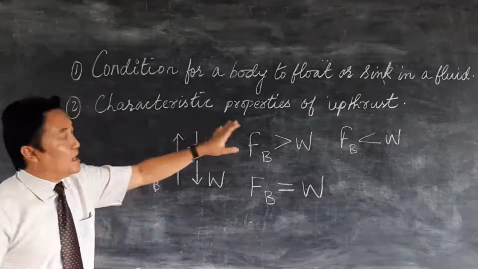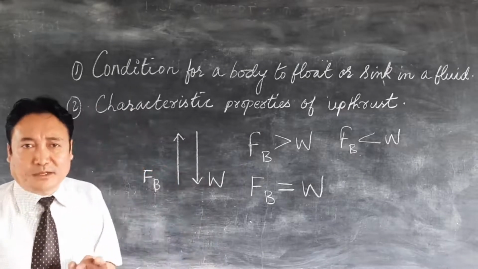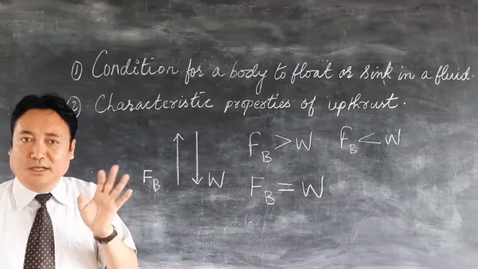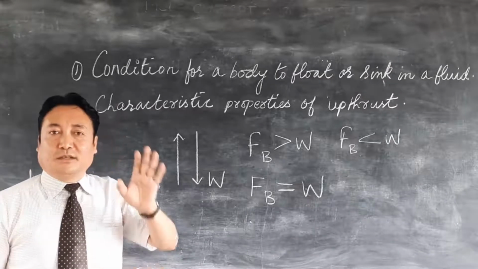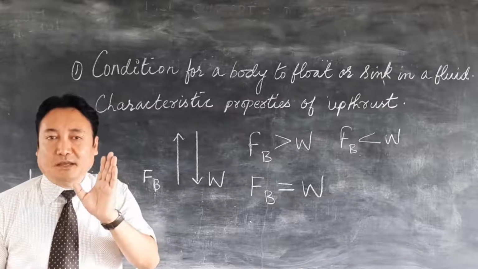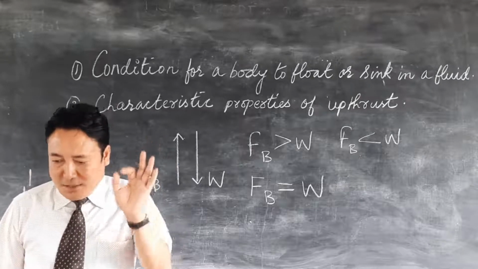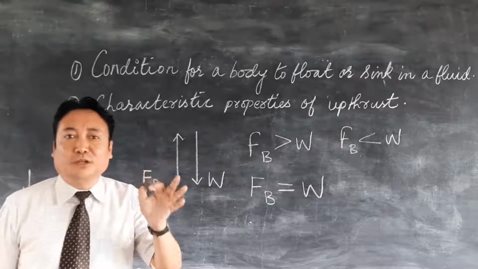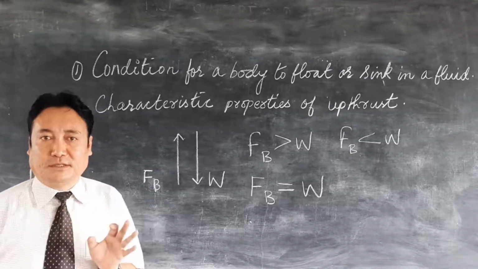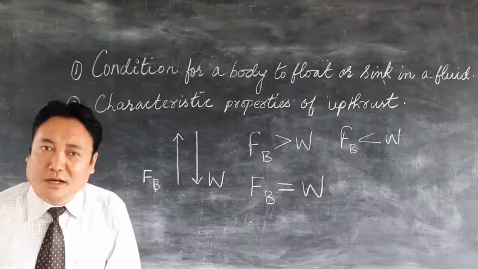And the second topic is the characteristic properties of upthrust. What are the characteristic properties of upthrust? Number one, the upthrust is always directed in the upward direction. The upward force, or the upthrust, acts in an upward direction. And the second one is the larger the volume of the body immersed in a fluid, the greater will be the upthrust.